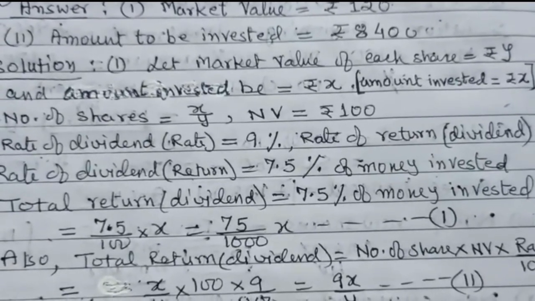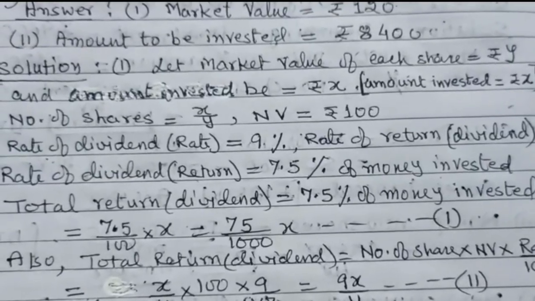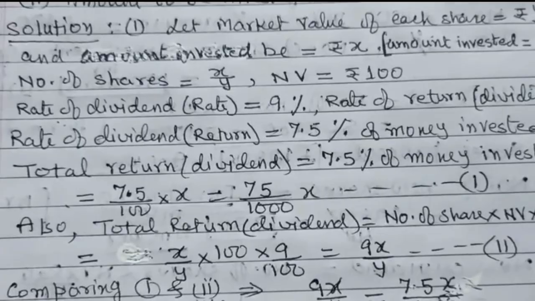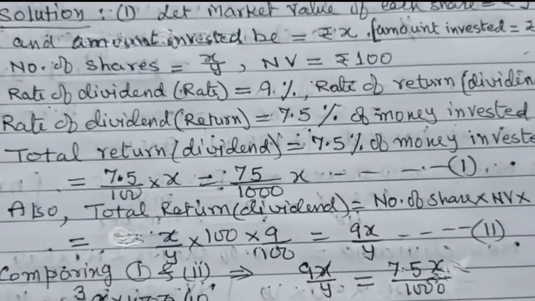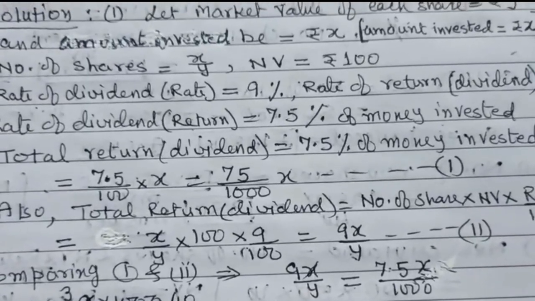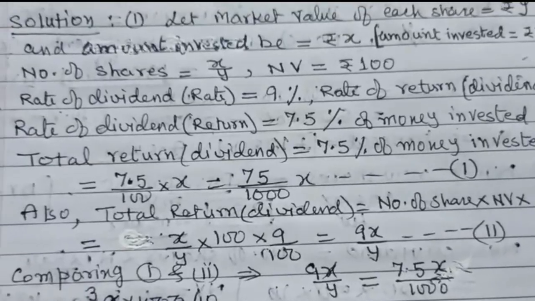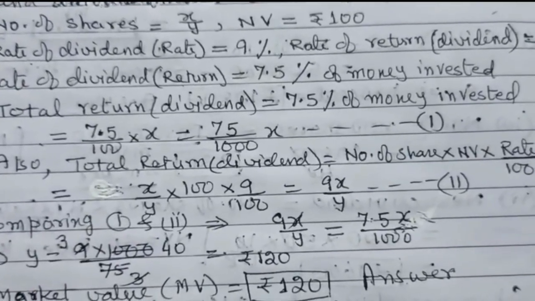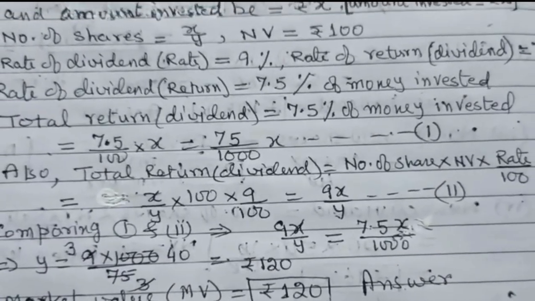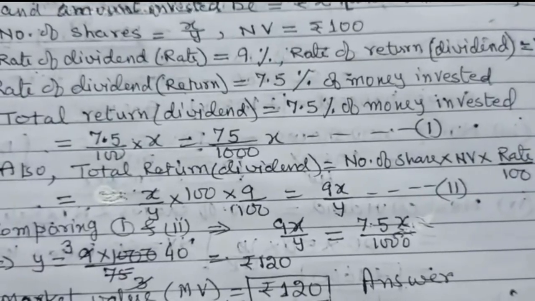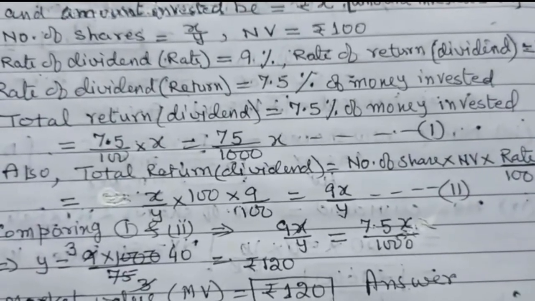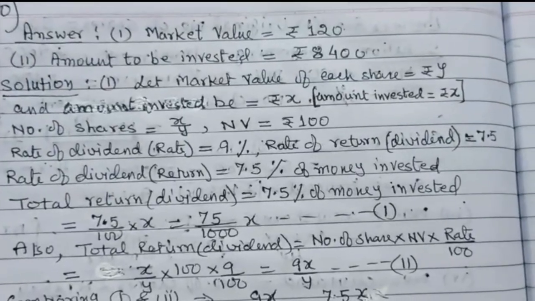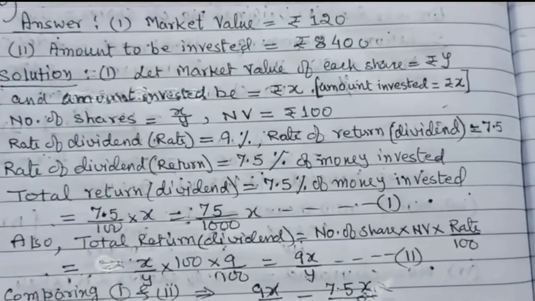So dividend or his income is equal to 7.5% of X, which is equal to 7.5 divided by 100 into X, which is equal to 75 upon 1000 X. That is, his total dividend or total income is equal to 75 upon 1000 X. Let us take this as equation 1. Since we have to find out the market value, which is not given, let us assume the market value of the share is rupees Y per share.